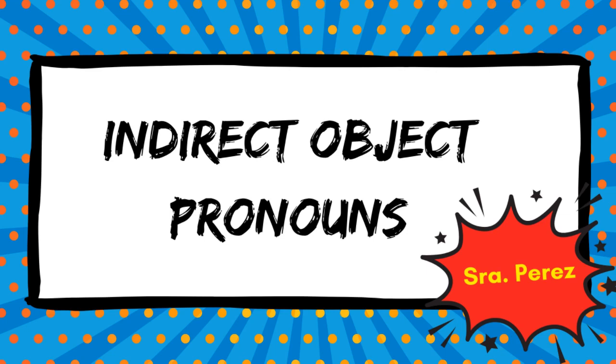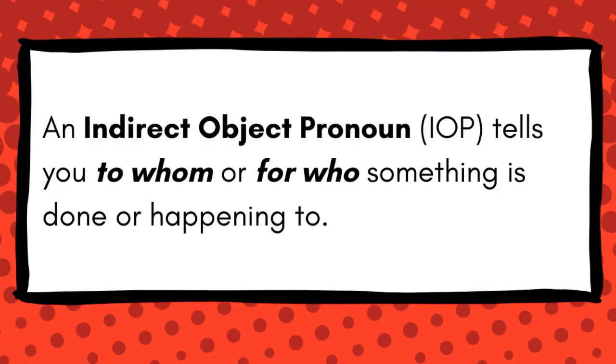Today, we're going to be looking at indirect object pronouns. Now, if you haven't looked at the counterpart direct object pronouns, you may want to stop watching this video and watch that one first. Let's begin. An indirect object pronoun, or an IOP, tells you to whom or for whom something is done or happening to.